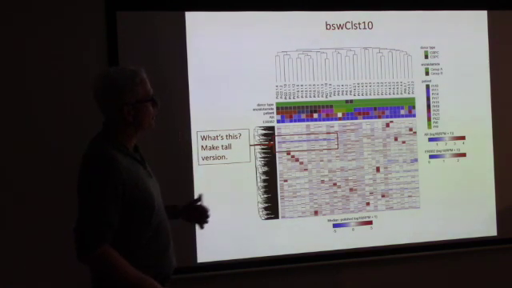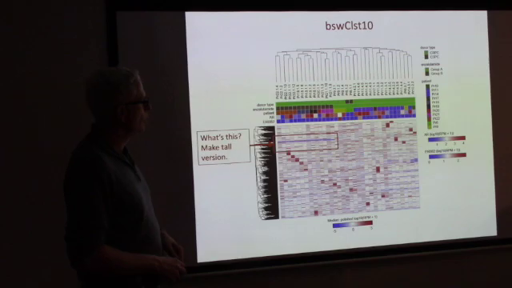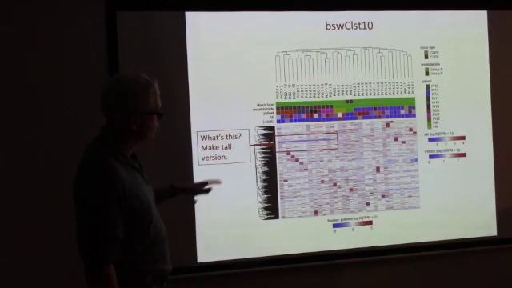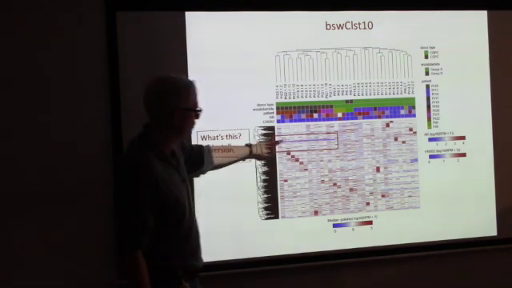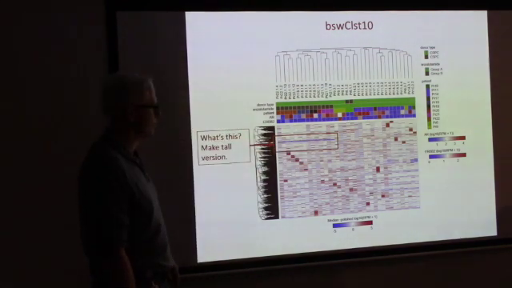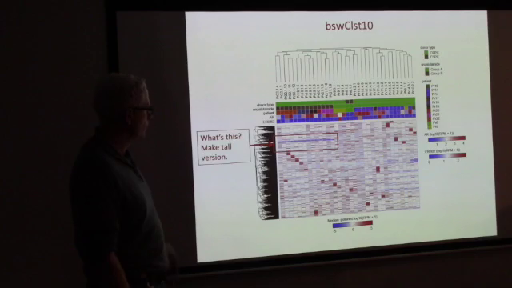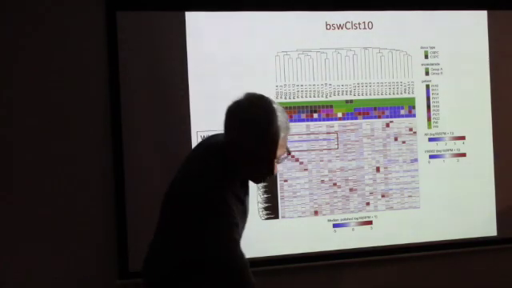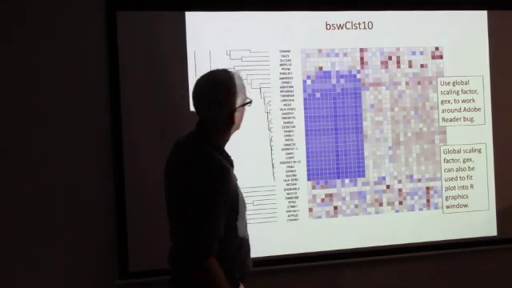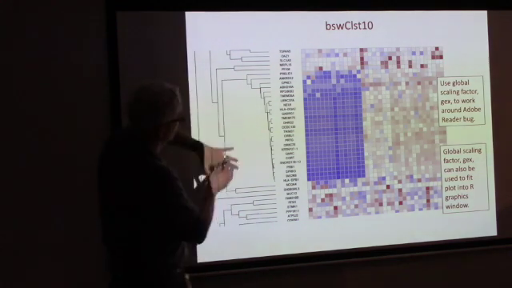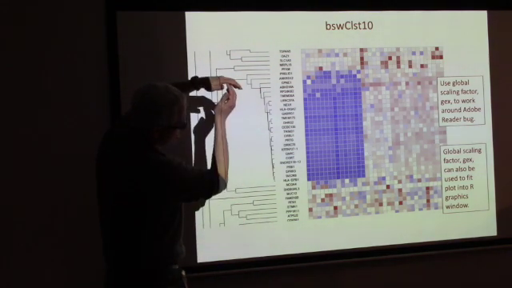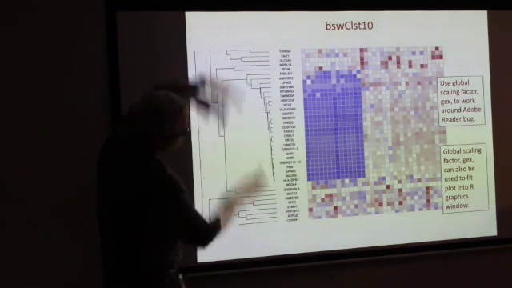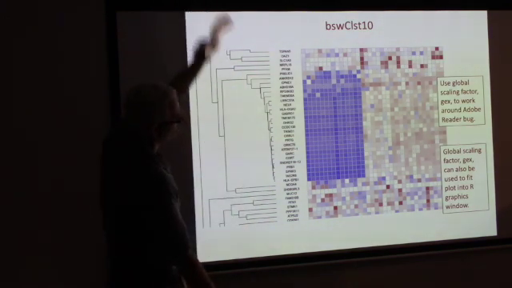One of the ways that you can use this is, if you have this plot and there's some feature like this, and you say, I wonder what this is, you can make a tall version. It's the same thing, but now big enough so that you can write the names of the genes. Of course, when you make it that big, it's huge. It's very tall.